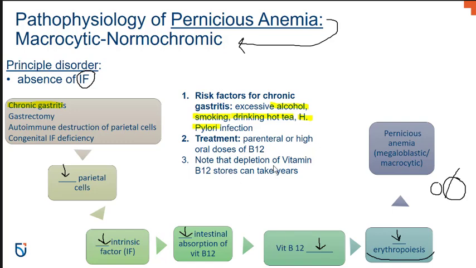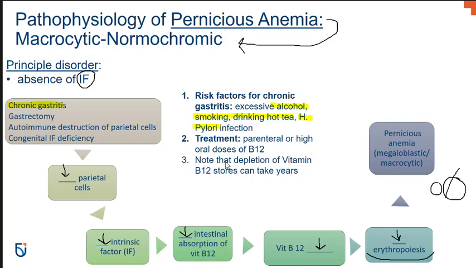The thing with B12 deficiency anemia or pernicious anemia is that depletion of your stores can take years. So your body actually stores B12 for years before you can run out. And that can be a bit of a problem because you could have somebody that becomes a vegetarian or a vegan, and 6 months or a year afterwards they decide to get blood work done and their B12 levels are normal. That's because they're still pulling B12 from their stores.